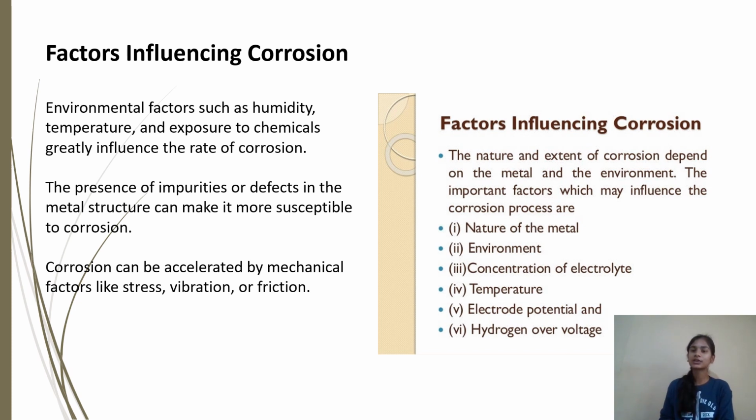Factors influencing corrosion. The nature and extent of corrosion depend upon the metal and the environment. The important factors which may influence the corrosion process are the nature of the metal, environment, concentration of the electrolyte, temperature, electrode potential, and hydrogen overvoltage.